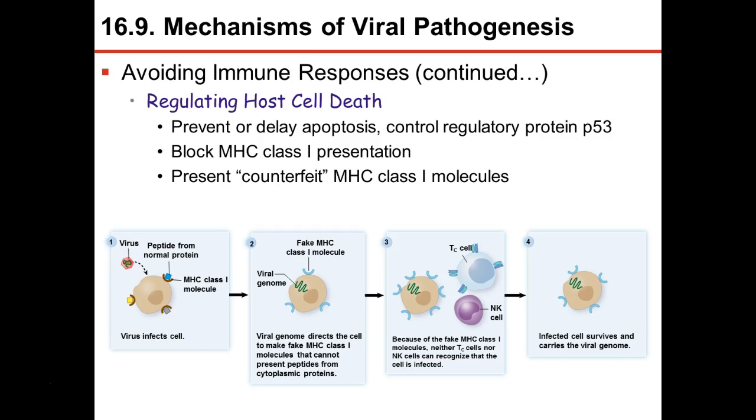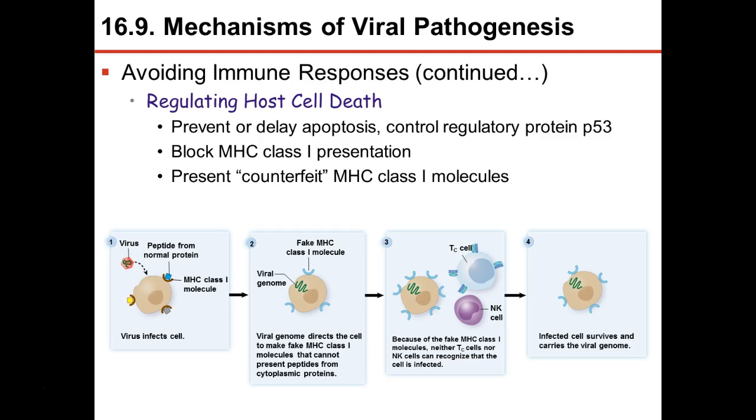So here's some examples of some other ways that the virus can trick the immune system. So one of the ways is to prevent or delay apoptosis. The big protein that's responsible for deciding if a cell is going to go through cell suicide or not is p53. And so in this case, the virus can actually block p53's ability to decide for apoptosis, thus surviving inside the cell for a few more minutes or hour, whatever it may be.